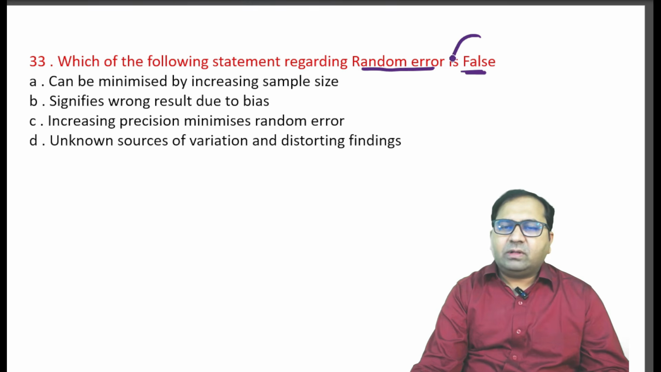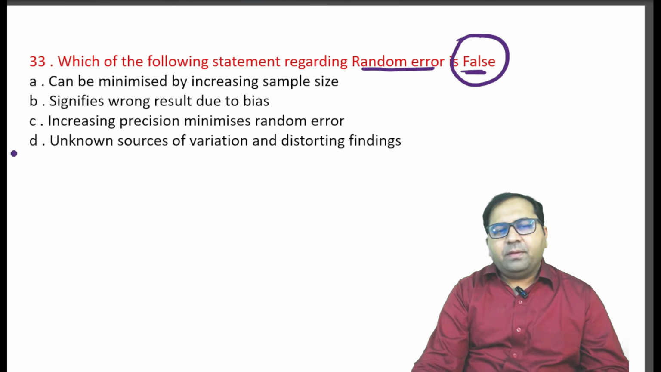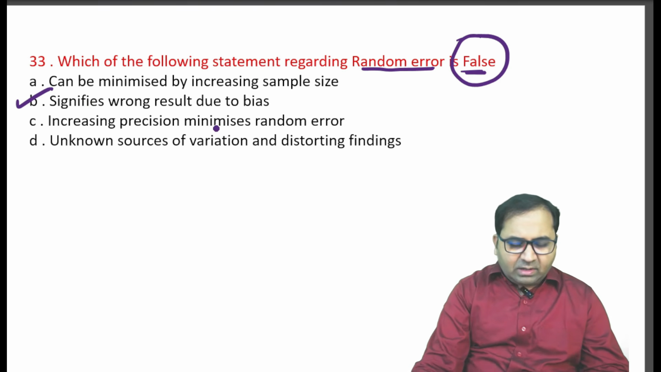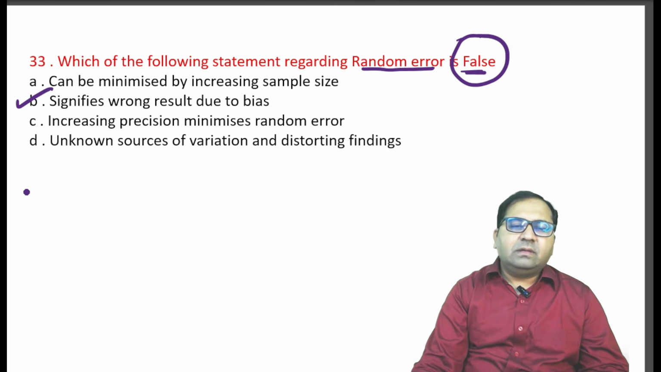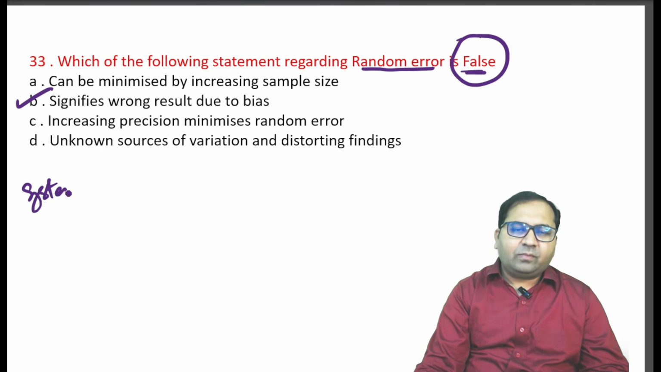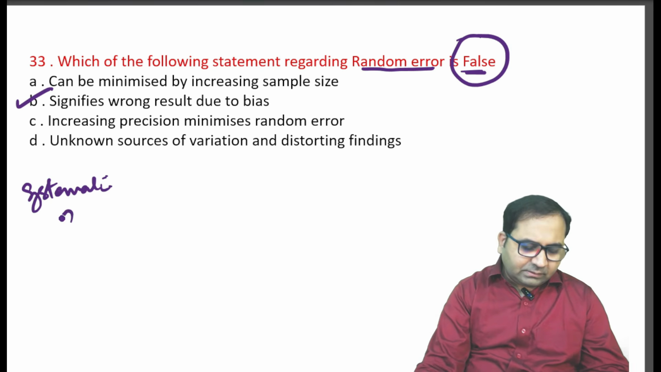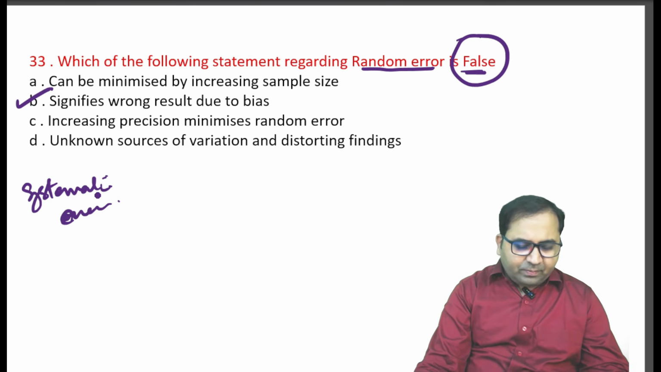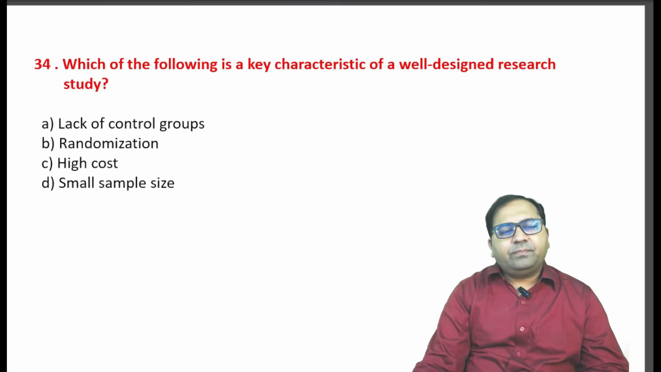So which is a false statement? The answer is B, it signifies wrong result due to bias. Wrong result due to bias is not a random error. It is systematic error. Okay. Please remember this point. Now, we'll go to the next question.